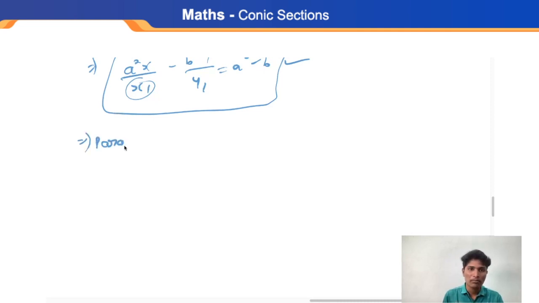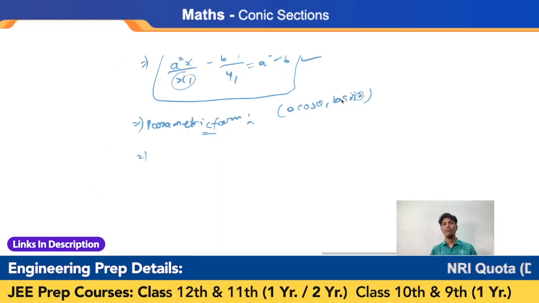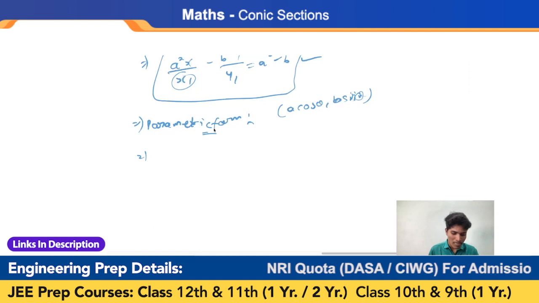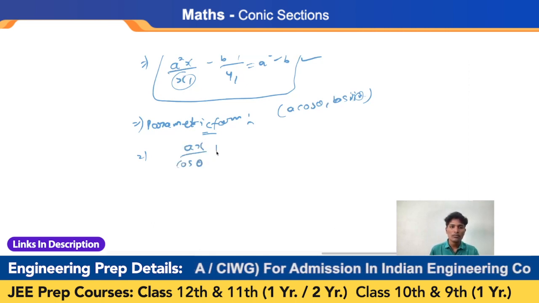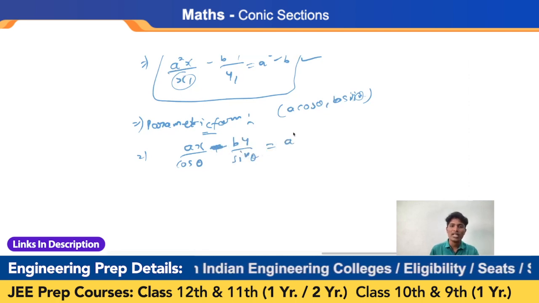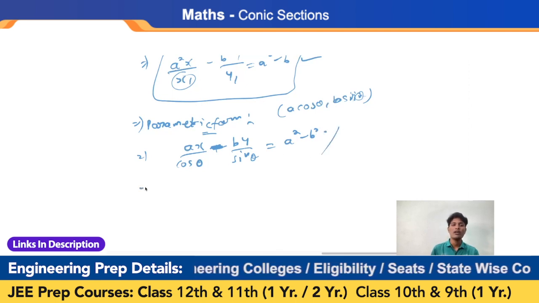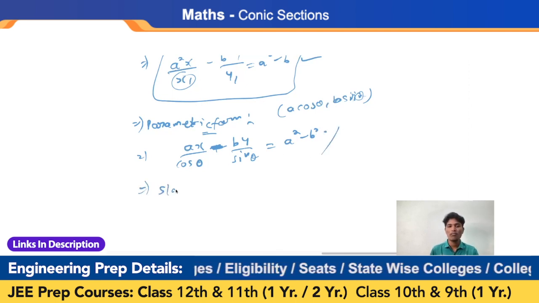Now parametric form. The normal equations are somewhat tedious, but you can remember the parametric equations. Simply substitute a cos theta comma b sin theta. Sorry, it is not a sin theta because if b equal to a, it is circle, but here discussing ellipse, so it will be a cos theta comma b sin theta. What you will get? You will get parametric as ax by cos theta minus by by sin theta is equal to a square minus b square. This is the equation.